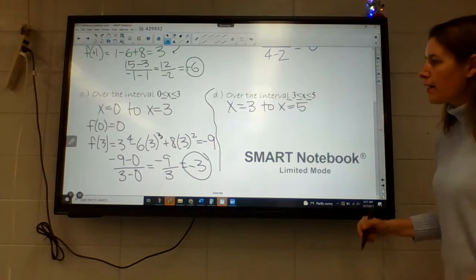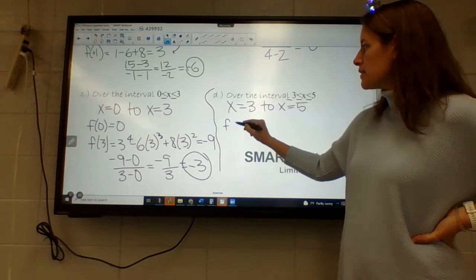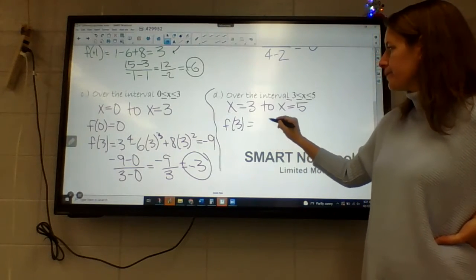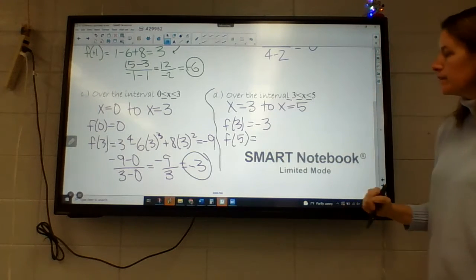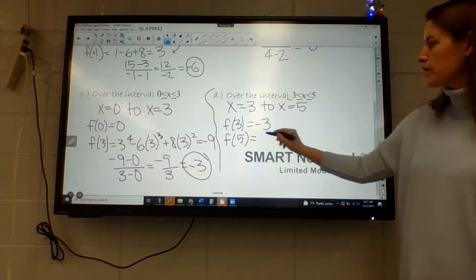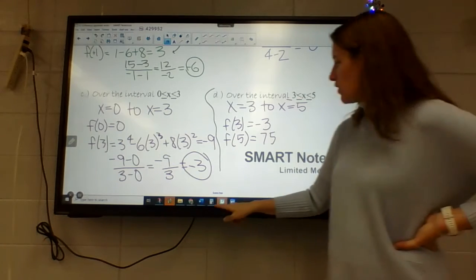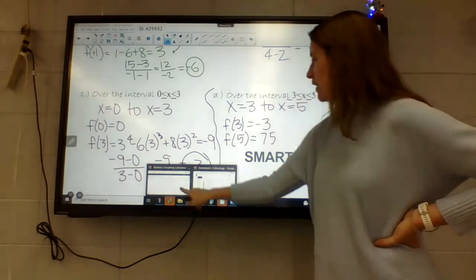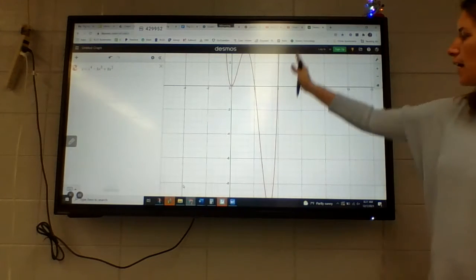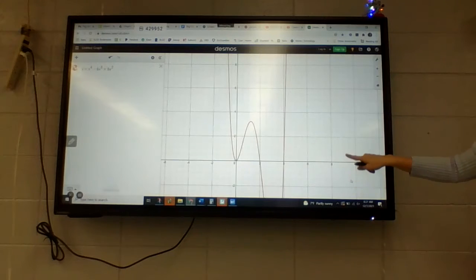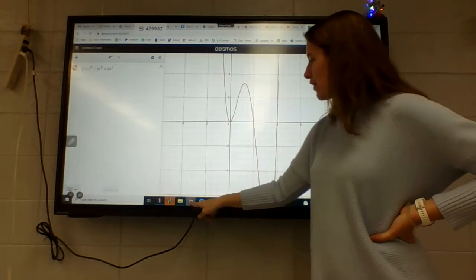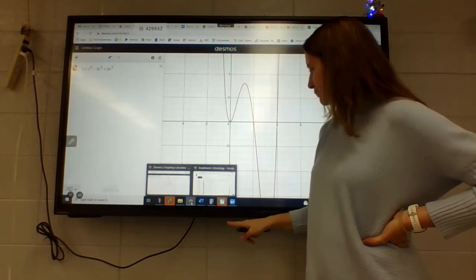Then from 3 to 5. Nice thing is we already know what f of 3 is. What'd you get for f of 5? 775. Ooh, that's a big one. And so, again, we're going from 3 up to 5. And if you look, it gets really big really fast. So really large numbers all of a sudden.